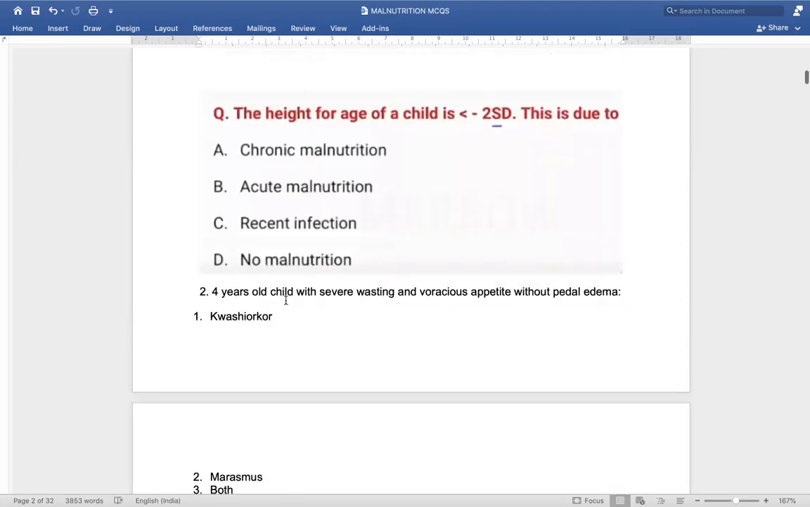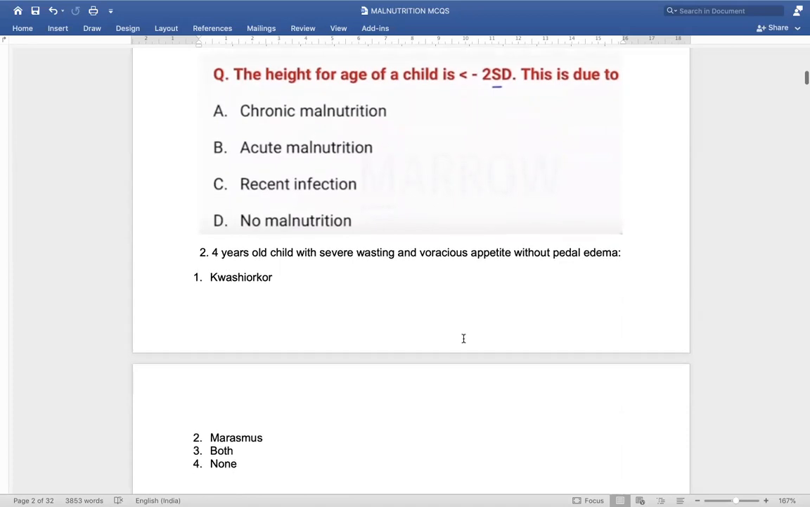So coming to the third question. We have a 4-year-old child who has severe wasting and has a voracious appetite and without pedal edema. So what kind of malnutrition is the child suffering with? Is it kwashiorkor? Is it marasmus? Is it both, or none of the above?